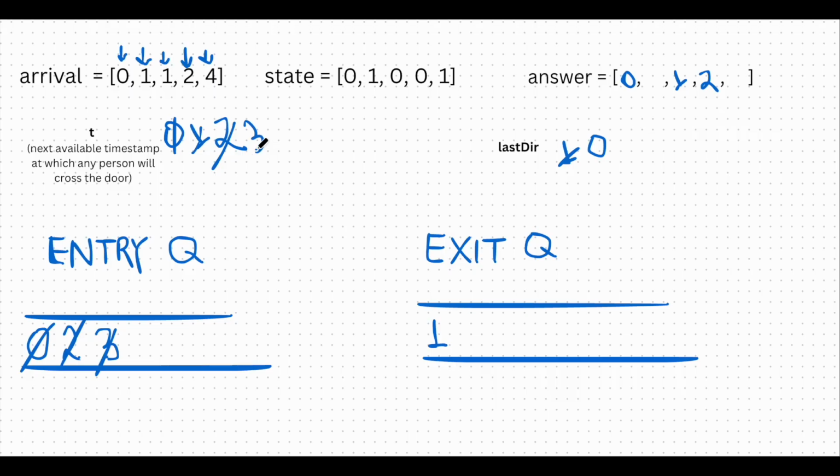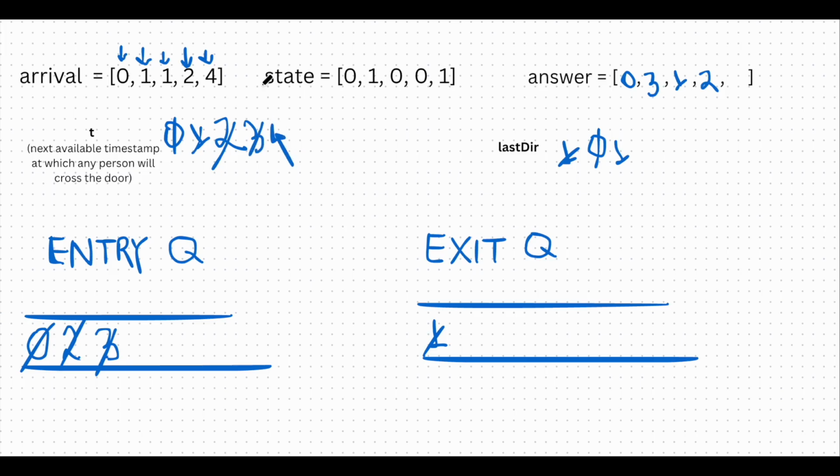So now this is still less than 4, so we again try to find the potential candidate who will go at 3. Based on the last direction, we check the entry queue, but there is no one in the entry queue, so we check the exit queue, and there is one person with index 1. So the person with index 1 will go at t equals 3, and then we change the last direction to 1. We remove this person and we change this value to 4.